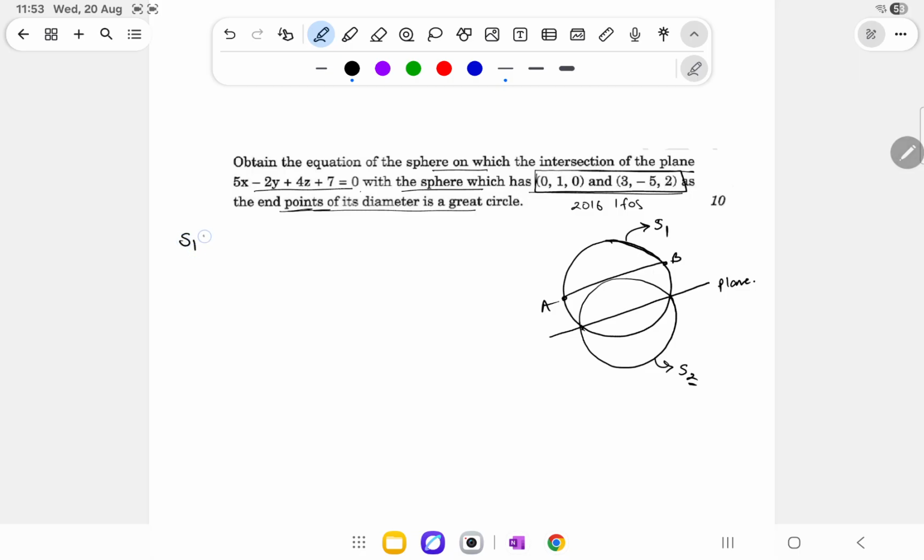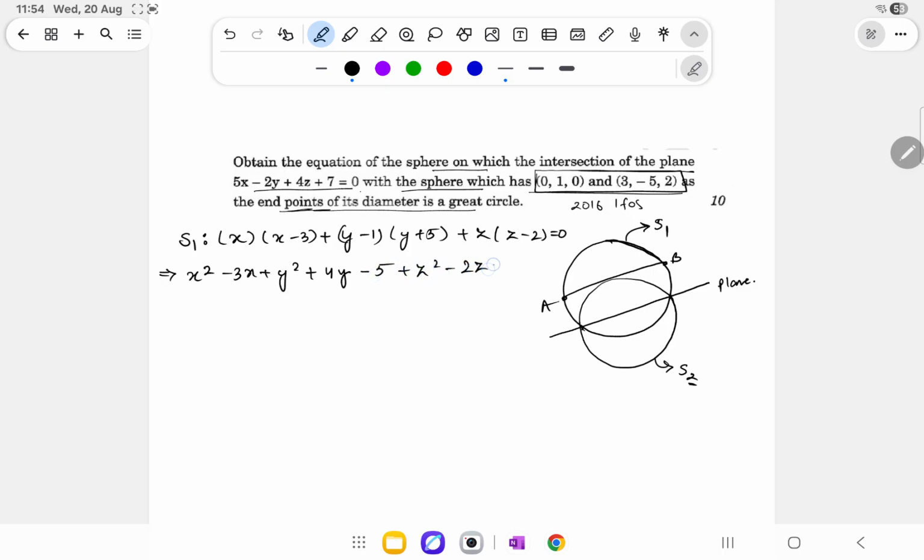My sphere S1 will be x into x minus 3 plus y minus 1 into y plus 5 plus z into z minus 2 equals 0. If I simplify it, I'll get x square minus 3x plus y square plus 4y minus 5 plus z square minus 2z equals 0. So x square plus y square plus z square minus 3x plus 4y minus 2z minus 5 equals 0. This is my equation of sphere S1.